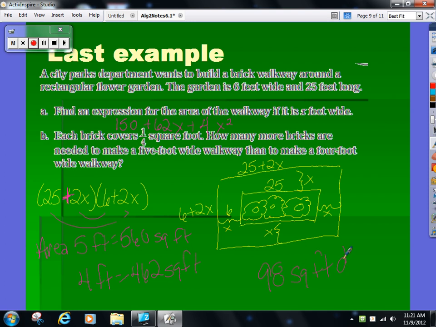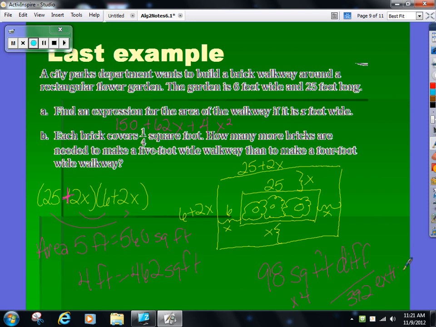That's not what they're asking me, though. They're asking me how many bricks, and each brick covers 1/4 a square foot, right? So how many bricks will I need for 1 square foot? 4 bricks. So I need this 98 square feet. I'm going to take that times 4 to figure out the number of bricks, and it looks like 392 extra bricks.